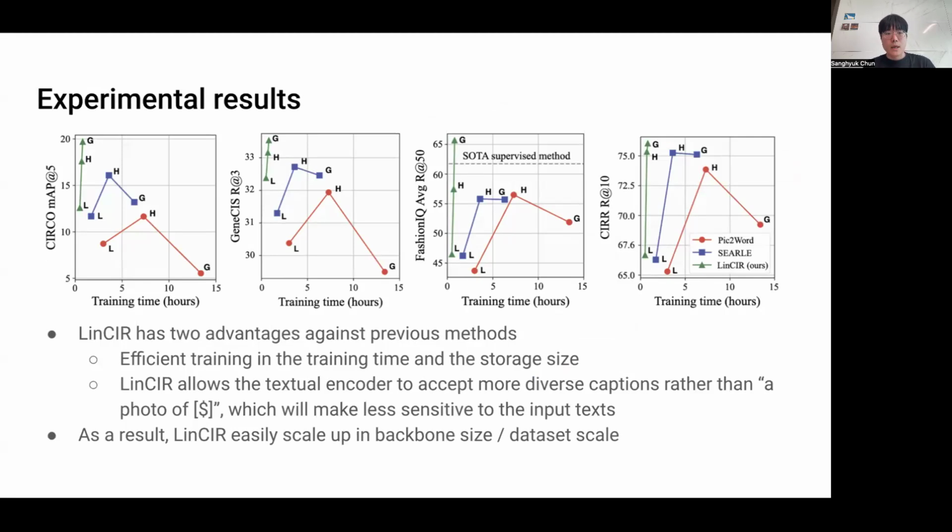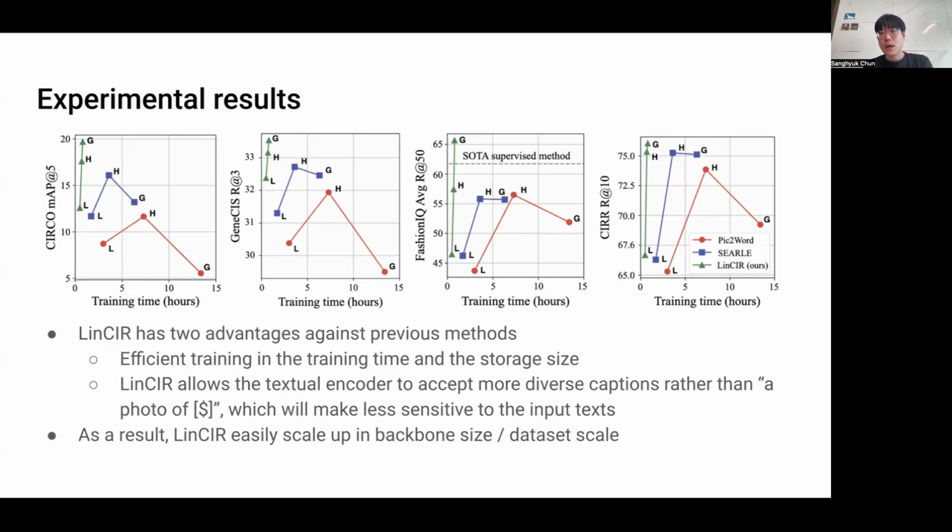First, LinCIR has very efficient training in the training time and the storage. We usually take less than 2 or 3 hours, even for the ViT-G backbone, which is a very, very large one. The other method, like Pic2Word, takes more than 10 hours for training just a simple projection layer. We take a much more efficient training time.